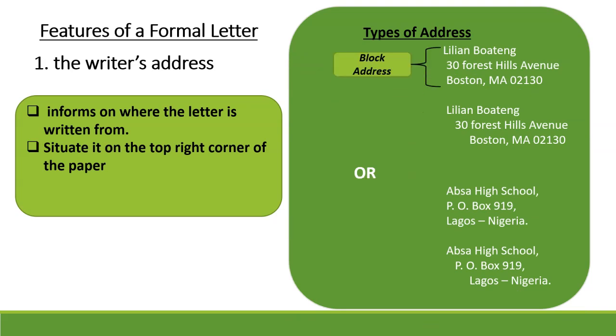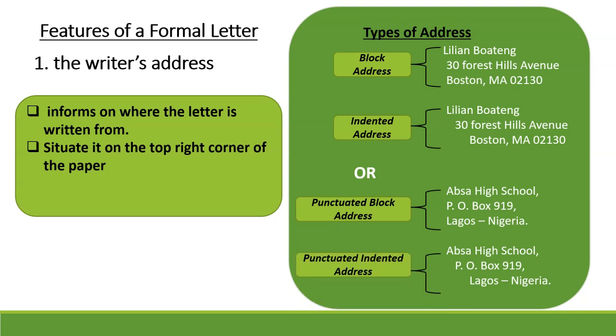We have the block address, where everything follows the other one on the same line. Then we have the indented address, where you realize that everything is indented after the first line. We also have the punctuated block address. An example is there, where you realize that there is the use of punctuation.